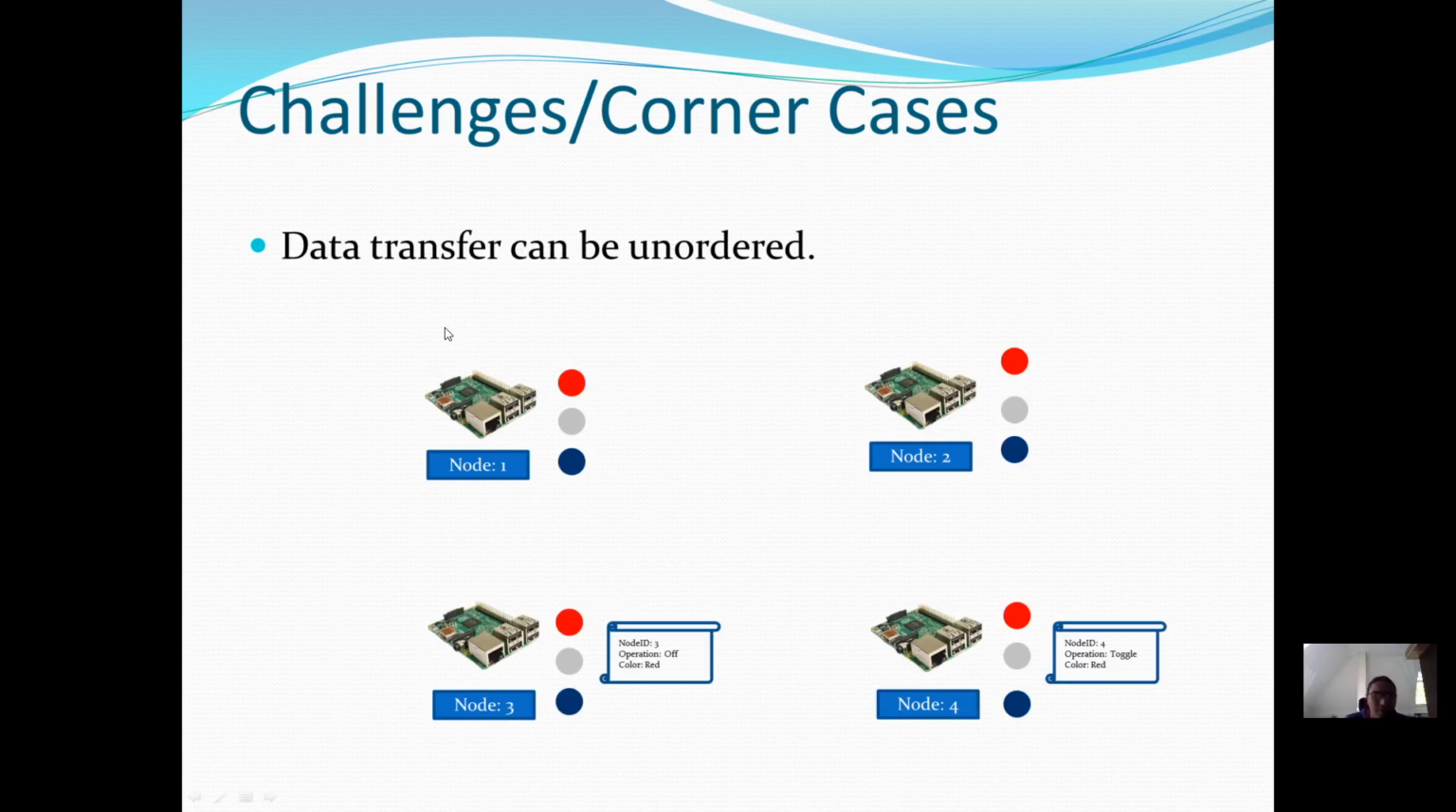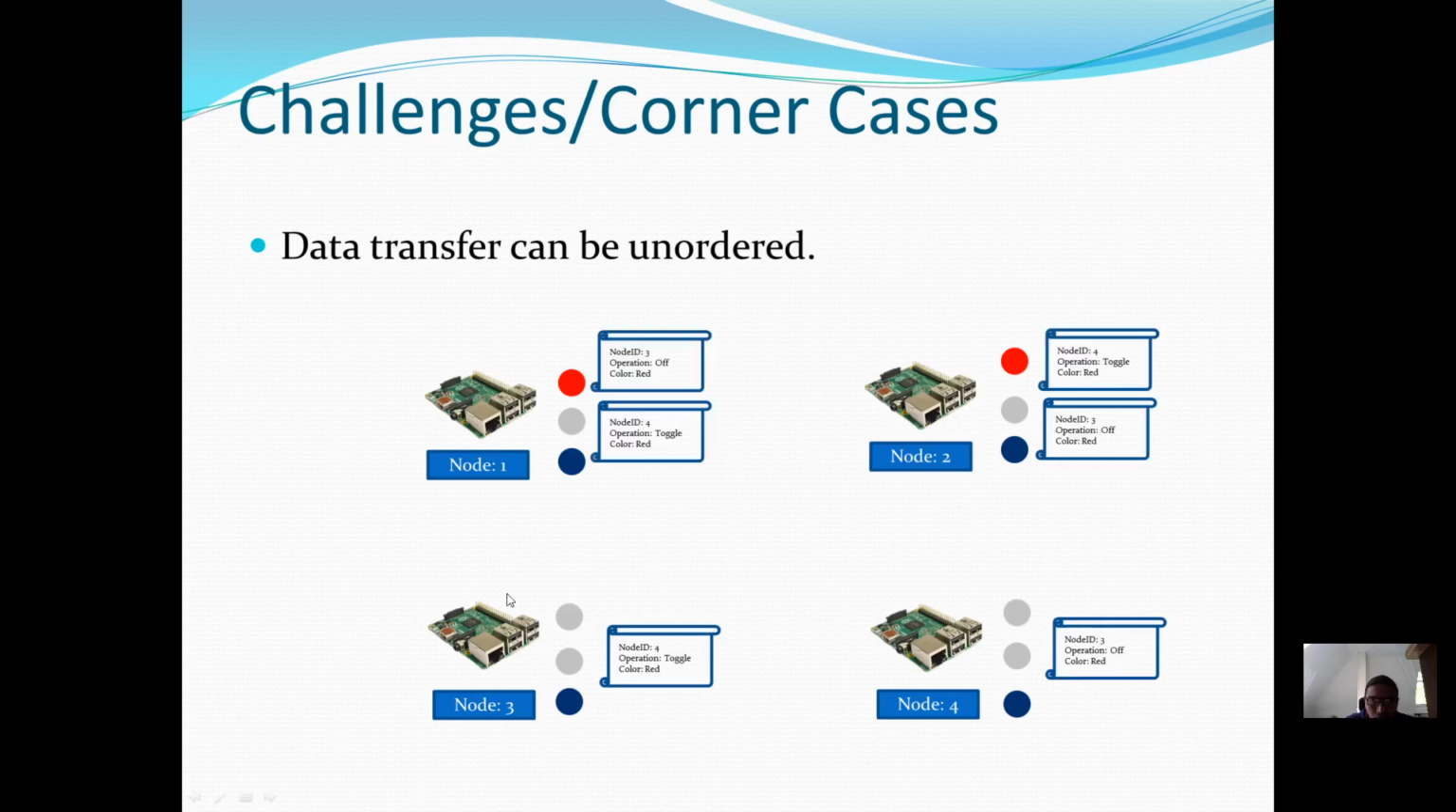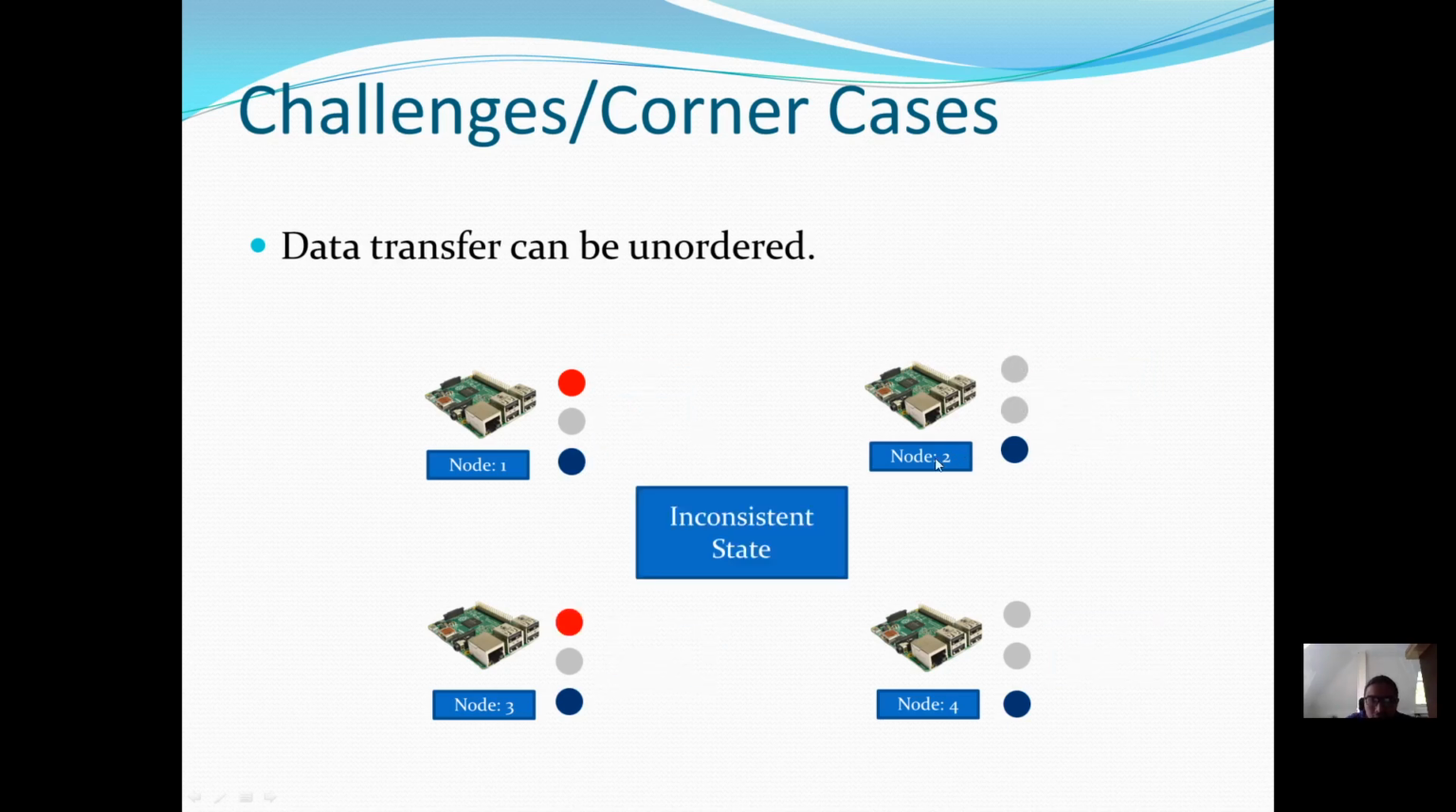Another corner case is that data transfer can be unordered. For example, these two nodes simultaneously generated two operations. One randomly generated led red off, so it just executes the red light off, and the other toggles the red light. So it's already turned on, and it will definitely turn off now. But what if these messages arrive unordered at different nodes? This node receives the message off first, then toggle, and this node receives toggle first, then off. After applying these operations, we can see this is an inconsistent state for both of these.